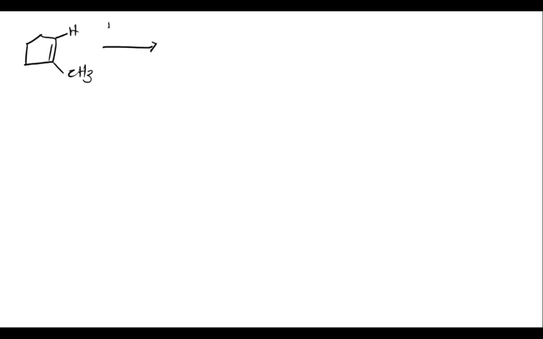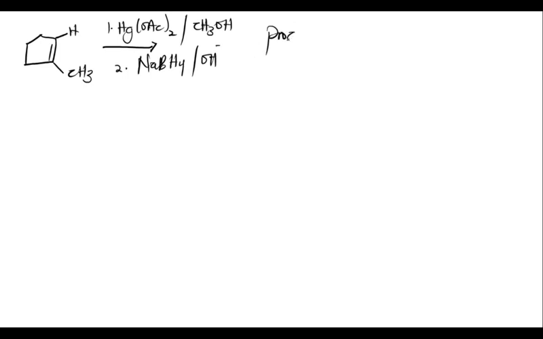Then the first reagent we are adding is mercuric acetate, in the presence of methanol. Then secondly, we are adding sodium borohydride, in the presence of a base. All right, so the product that we are supposed to get is what we are to find. So we don't know the product yet, so we have to show the mechanism of how we can use this reaction to perform an alkoxymercuration demercuration on 1-methyl cyclopentene to get the product. So let's look at the mechanism.